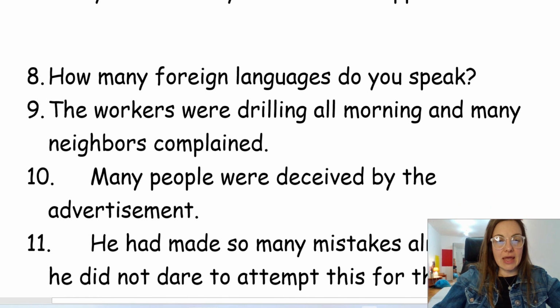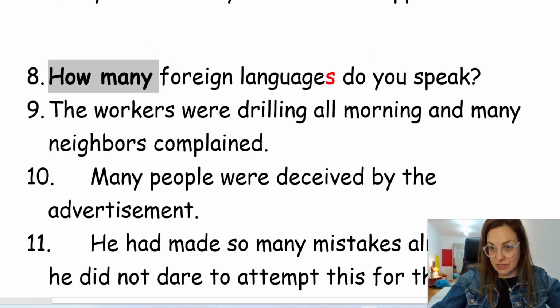Okay. How many foreign languages do you speak? Again, how many foreign languages do you speak? I speak 4 foreign languages. How many do you speak?